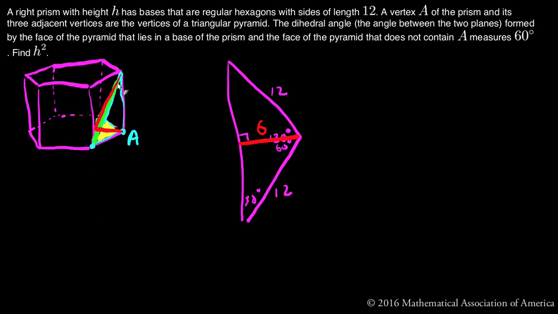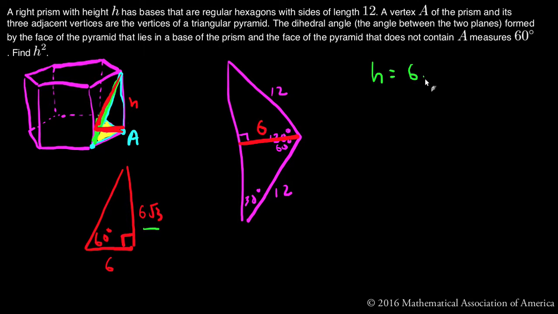Now we're looking at this red triangle, and I want to find h squared really, but let's look at that red triangle for a second. We'll find h first. So in this red triangle, that's a right angle because it's a right prism. This we just calculated as 6. I know this is 60 degrees, and because of 30, 60, 90 rules, 6 root 3, 12, this is going to be 6 root 3. So now, h is 6 root 3.